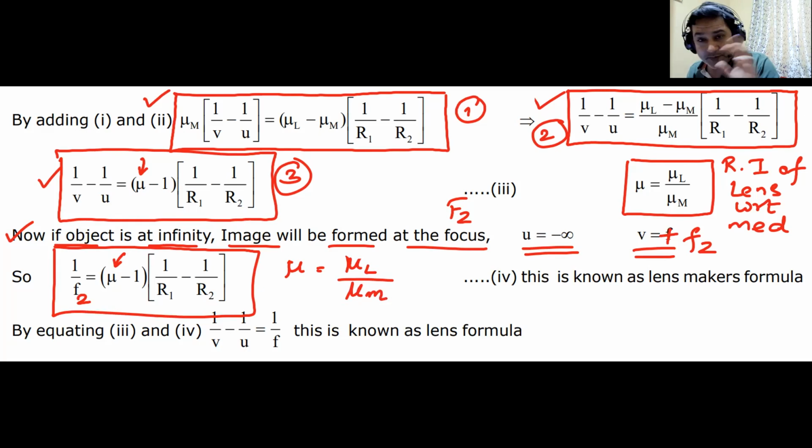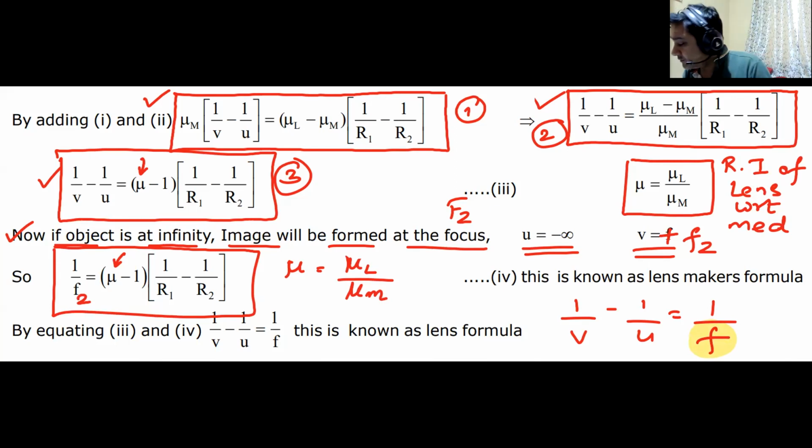Now if I put this entire thing as 1 by F, 1 by V minus 1 by U is equal to 1 by F2, instead of calling it F2, I will simply call it F. Remember, whenever I am talking about the focal length of a lens, which focal length am I talking about? Second focal length. This is the formula for the second focal length of the lens, not the first one.